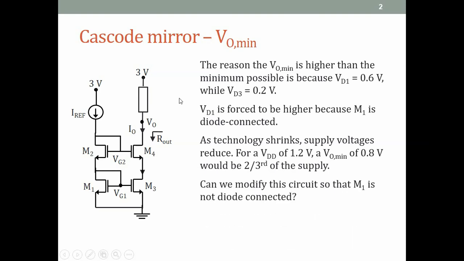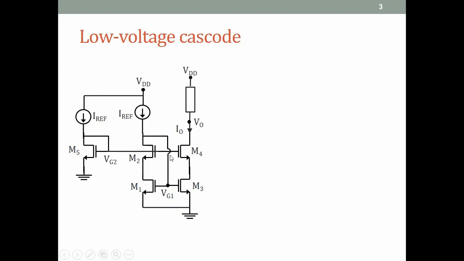So the question that was asked was, well, can we modify this circuit so that this M1 is not diode connected, so that we can bring down the drain voltage of M1 to 0.2, the overdrive, and then this will be 0.2 plus 0.6, and this will be minus 0.6, so this can also go down to 0.2. So here is the circuit that achieves this. So instead of connecting the gate of M1 to the drain of M1, the gate of M1 is connected to the drain of M2.